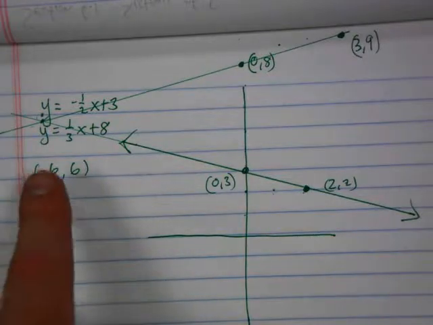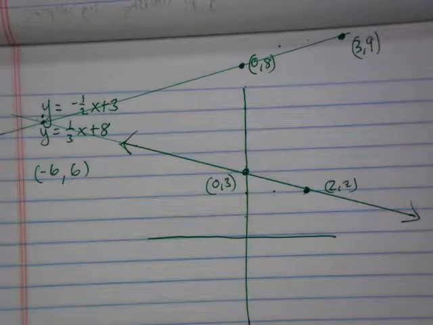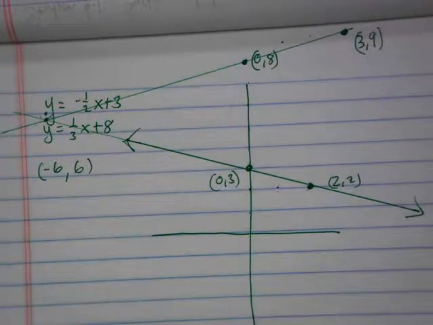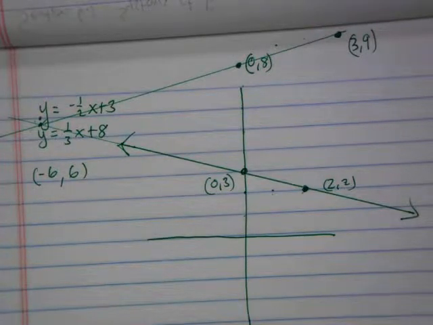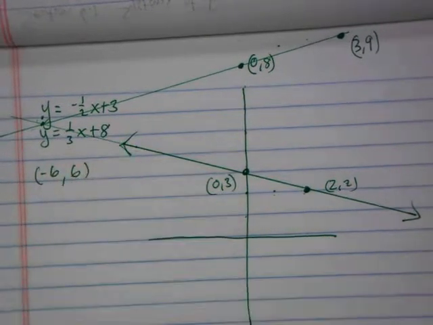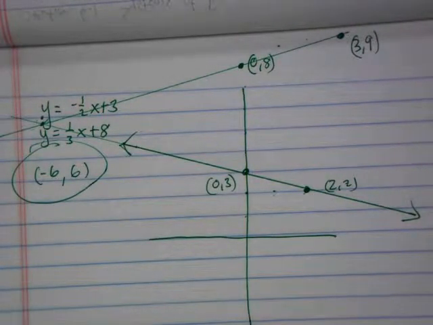Let's plug in x equals -6. What's -1/2 times -6? 3, and 3 plus 3 happens to be 6, so it worked for that one. And then I plug in -6 here. 1/3 times -6 is -2, and -2 plus 8 is 6. So, I did happen to guess the right answer. But you can see why in this section it's very important to draw accurate graphs. If you don't draw accurate graphs, your answers could be off, and you might not have the right answer.